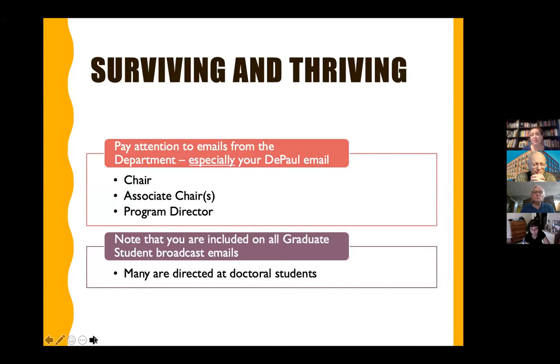So some of the tips, and actually before that, questions about the requirements and the program overview? Anybody? No? Good? Okay. So some of the tips on surviving and thriving in school are, first of all, make sure you pay attention to the emails that come especially from the department and especially to your DePaul email. They might be coming from the chair, associate chair, program directors, those are the biggest ones, but in general from the department. You will see things like when you need to register, any deadlines, any upcoming conferences, any opportunities in the community, and so keep track of those.